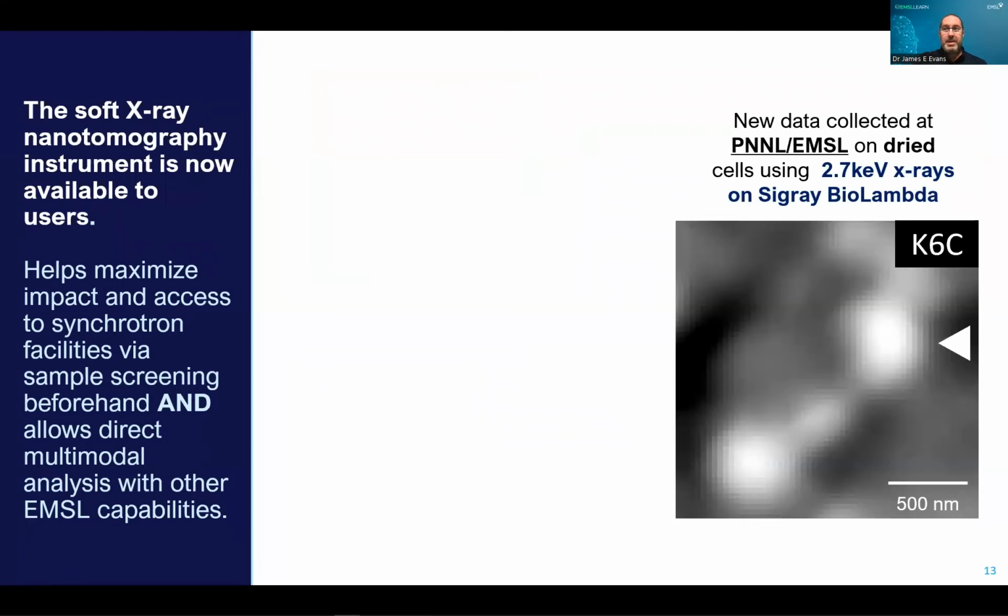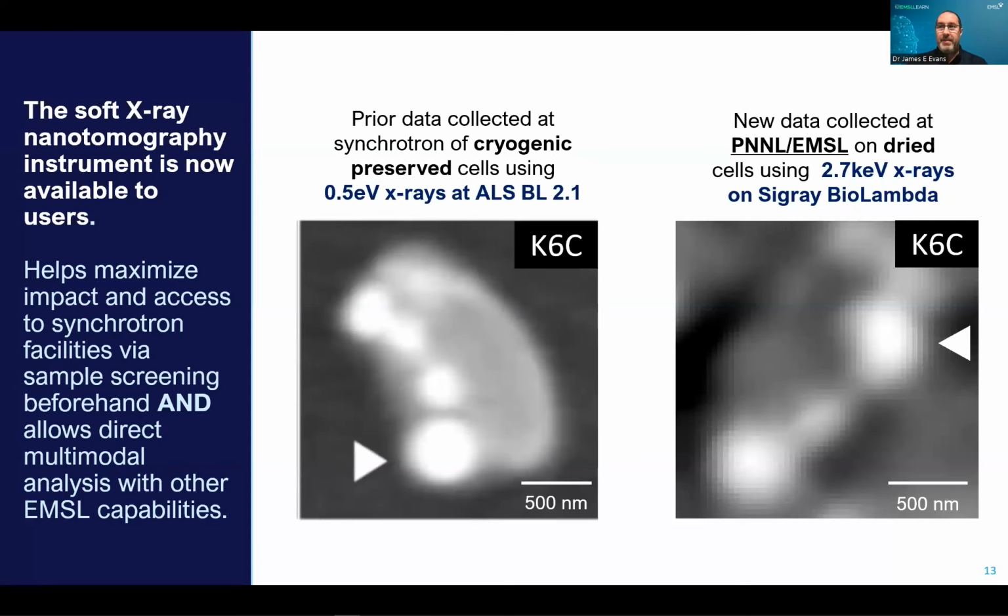Our final commissioning experiment sought to compare the lab-based system that I'm describing here with what we previously recorded at the Advanced Light Source. We were able to get comparative images of algal cells containing significant amounts of lipid droplets. The bright white round features are the lipid droplets, while the darker gray region is the chloroplast in these cells. This particular image on the right is of a dried sample, but it shows the same features as cryogenically hydrated samples that were previously imaged at the Advanced Light Source.